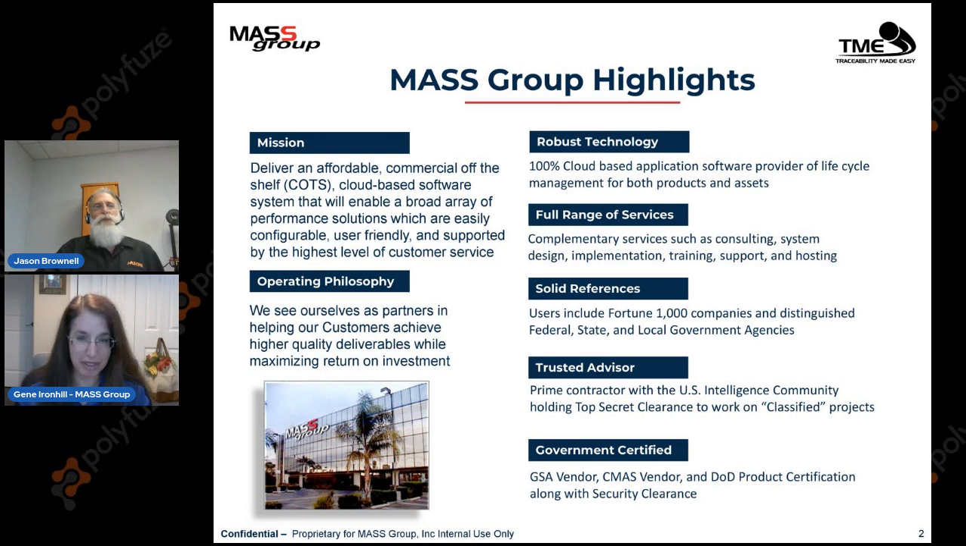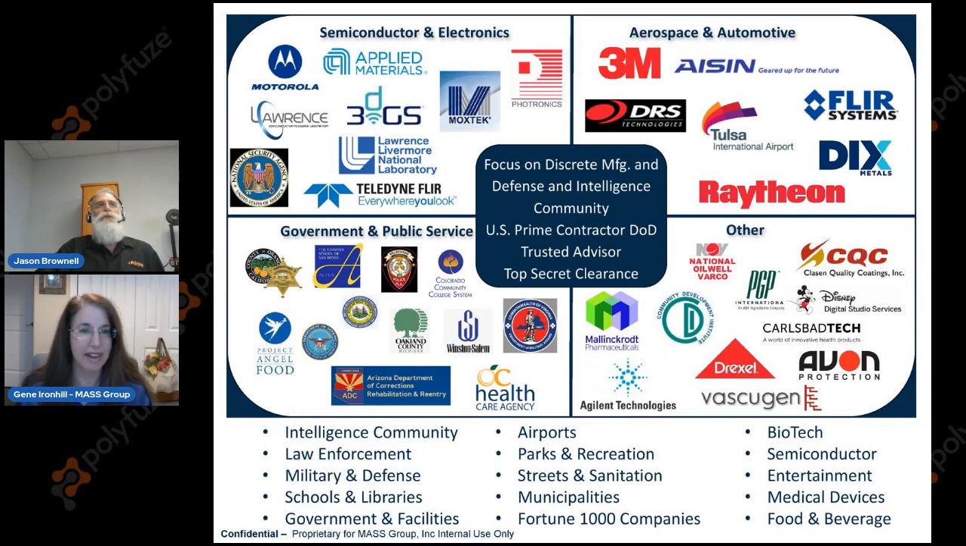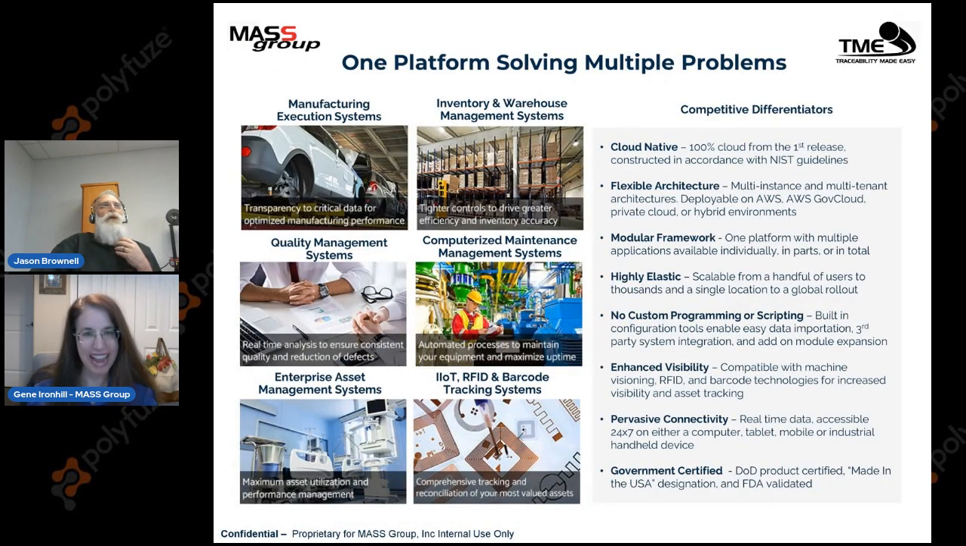We have a lot of references across many verticals: Fortune 1,000 companies, the government, semiconductor and electronics, aerospace and automotive, as well as others. So if you have something that needs to be tracked, we can track it for you. One of the highlights of our software system is not only being able to track with RFID, but it adds a whole lot more. If your assets need PMs or calibrations, that can all be done with one system.